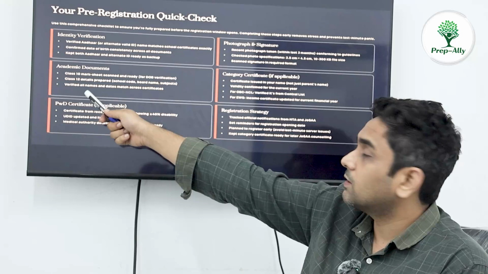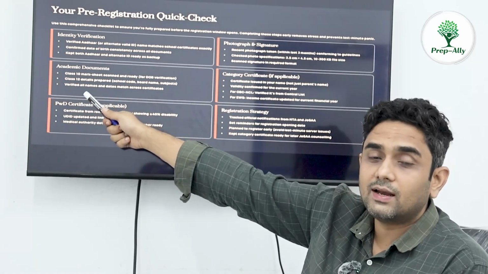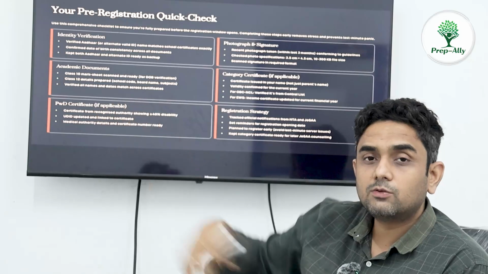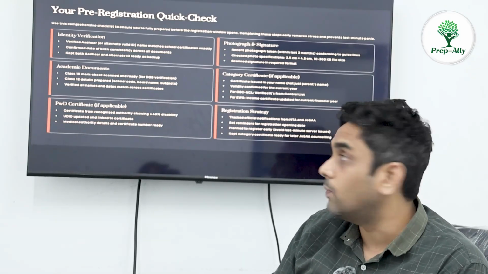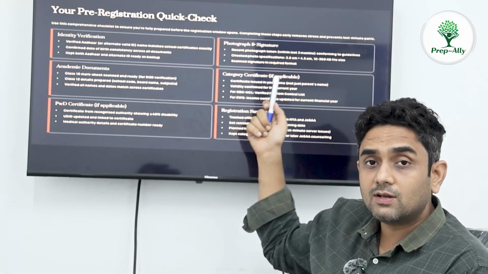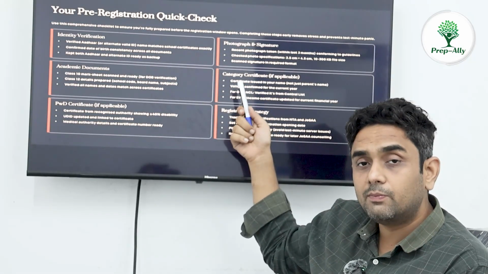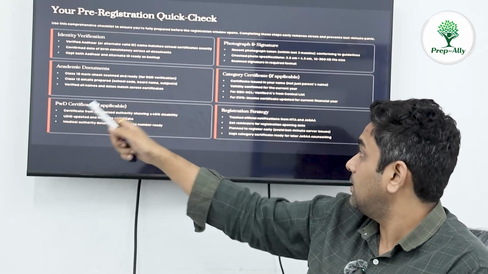Then the academic documents you require are the grade 10th mark sheet, and you might also require grade 12 details, because based on that only it will be determined which state quota for the NITs you belong to. You will require the category certificate, if applicable. If you are in the open category, it's okay, you do not need it, but for others you require the category certificate or PWD certificate if they are applicable.